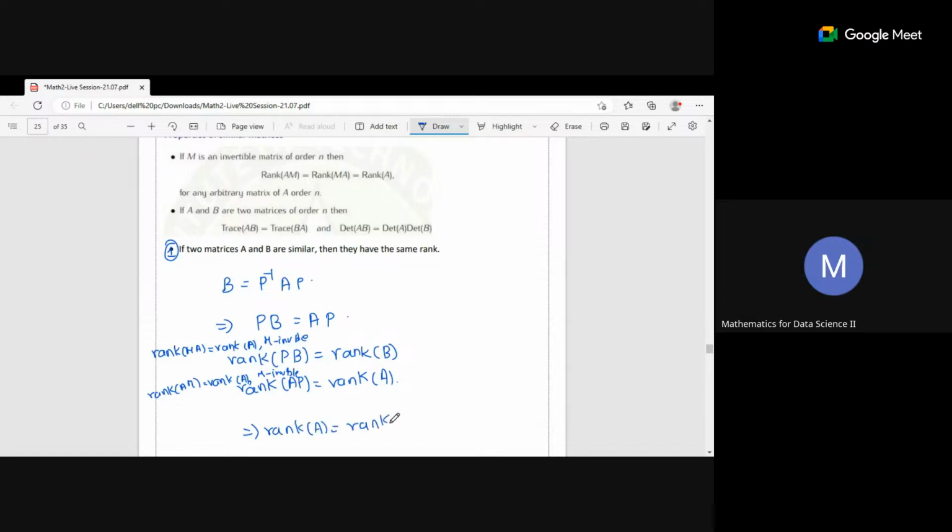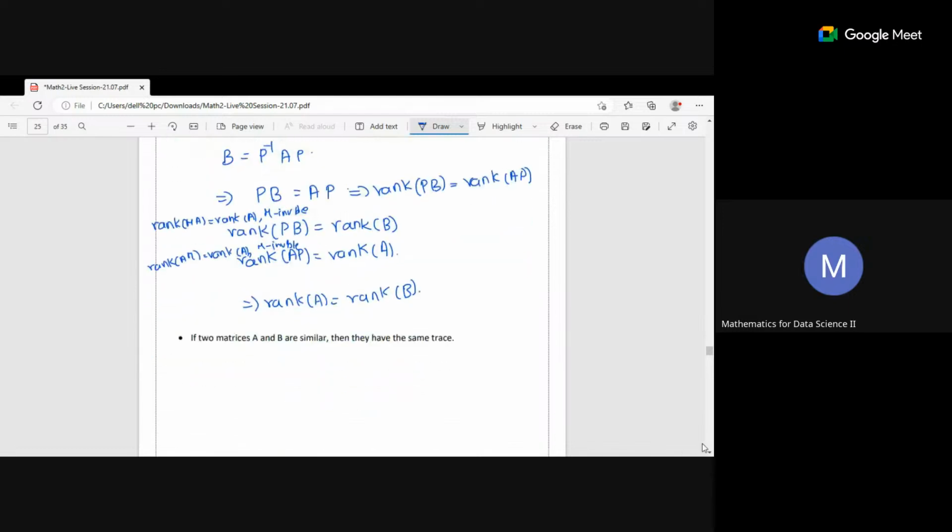Is that fine? Ma'am, we can also argue that since all similar matrices are equivalent matrices and all equivalent matrices have the same rank, similar matrices must have the same rank as well. Yes, you can argue that way also. That is actually the easier, more straightforward method. Here rank of PB equal to rank of AP, I have used it to say rank of A is equal to rank of P.